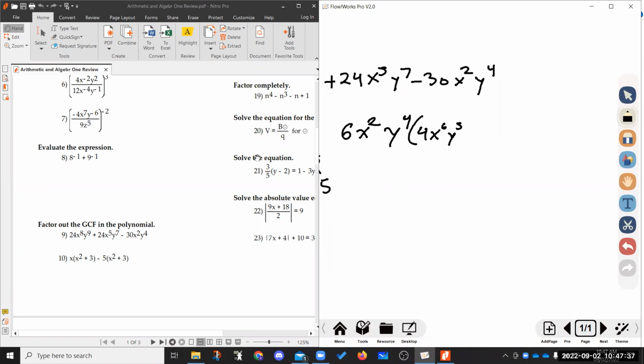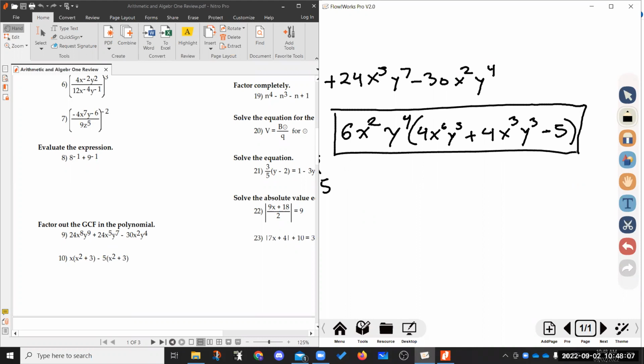Now I'm going to divide 24 by 6, and I get 4 again. Take 2 of the x's out of the 5 x's that are there, and I'm left with 3 of them. Take 4 of the y's out of the 7 y's that are there, and I'm left with 3 of them. Negative 30 divided by 6 is going to give me a negative 5. And we aren't going to have any x's or y's left because we pulled all of them out. This is my final factored form.